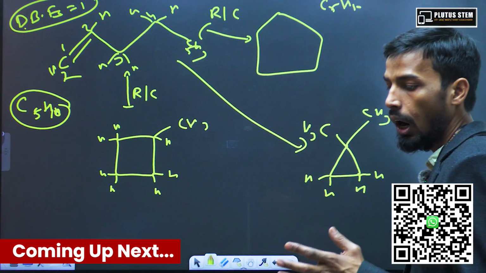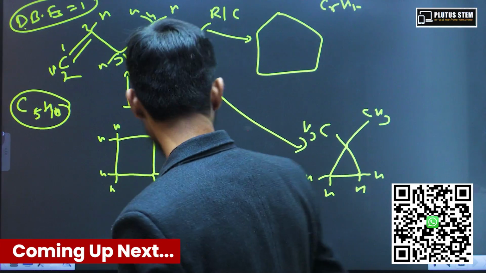So this is the way how we draw these ring chain isomers.